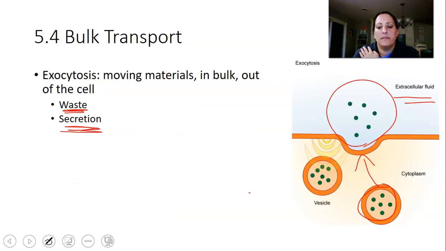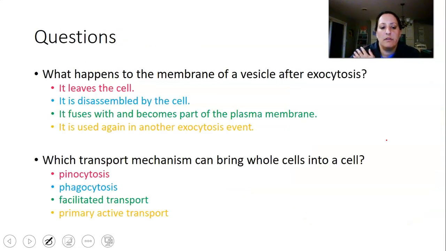So let's back up here. Again, the vesicle moves to the membrane. Ooh, there's a fusion, and then everything gets dumped. So notice this part right here, this is new membrane from that vesicle that's now fused with the plasma membrane. So your answer here would be green. It fuses with and becomes part of the plasma membrane.